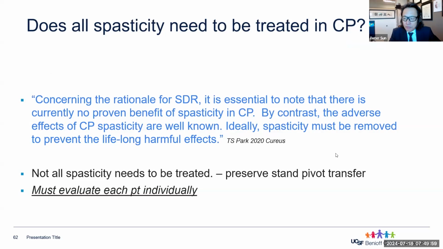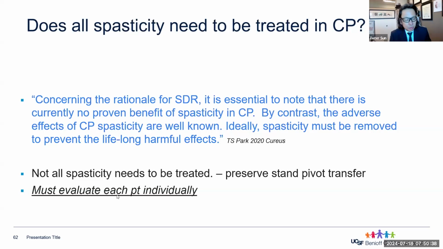So this is a quote from the most famous SDR surgeon, Dr. Park in St. Louis, who retired this year, who has done over 4,000 SDRs. And he says that considering the rationale for SDR, it's essential to note that there is currently no proven benefit of spasticity in CP. By contrast, the adverse effects of CP spasticity are well known. Ideally, spasticity must be removed to prevent lifelong harmful effects. I guess this is generally true for a young patient, but as we saw from the last patient, certainly not all spasticity needs or should be treated.